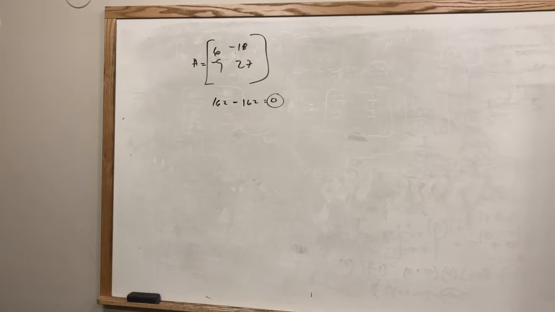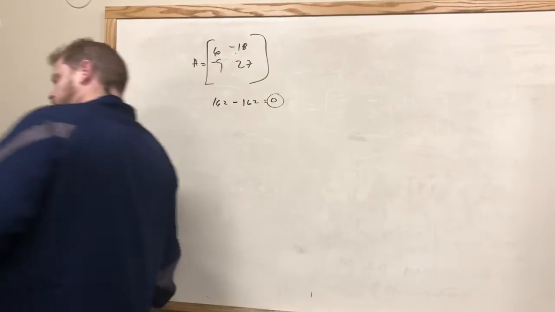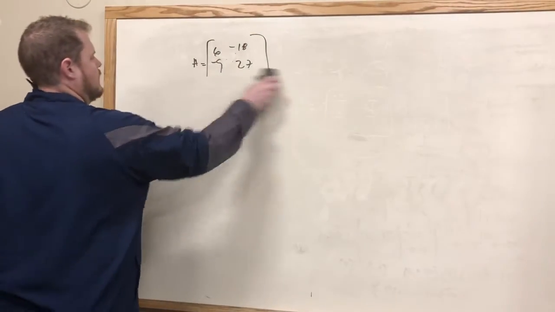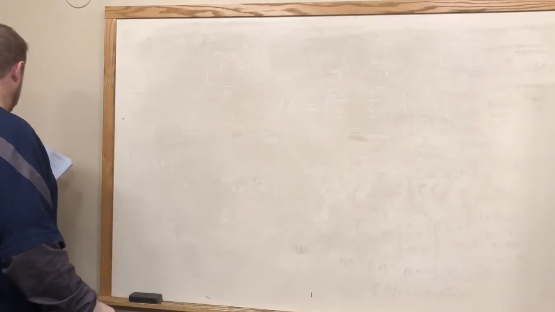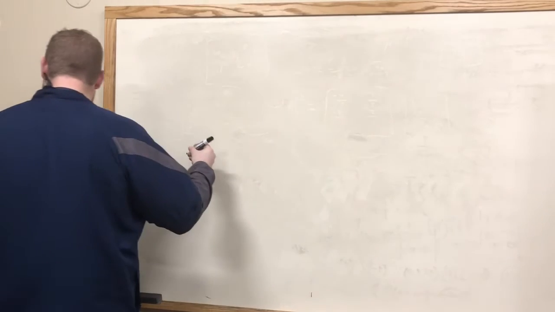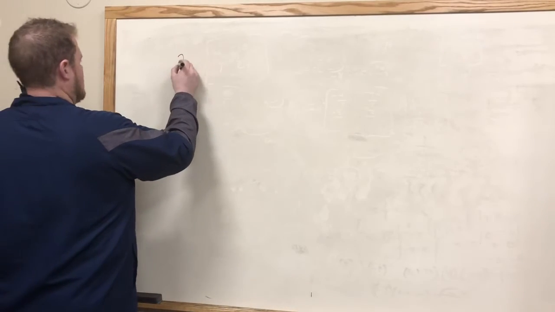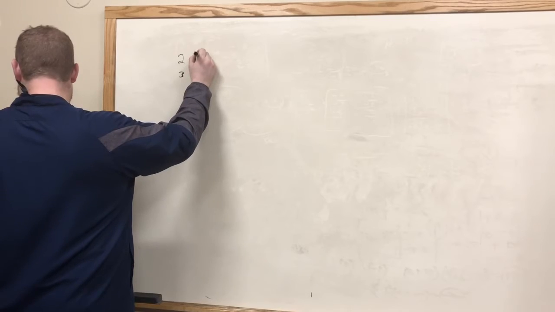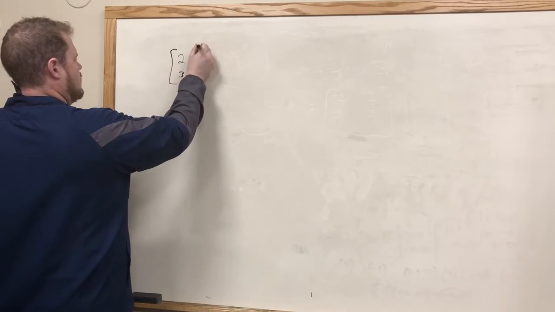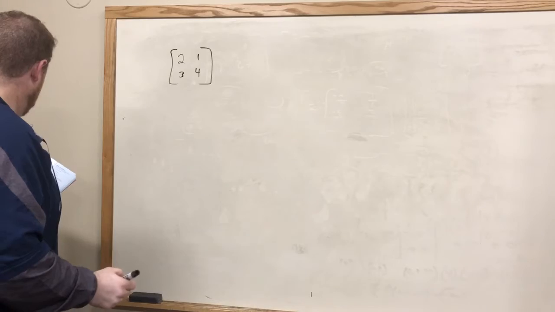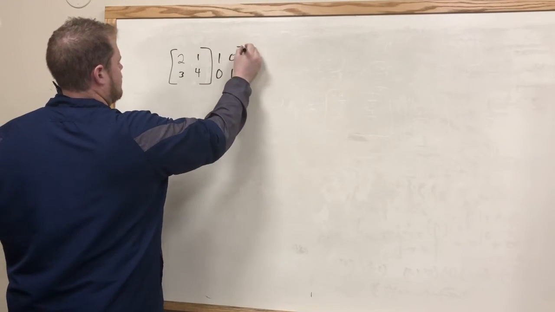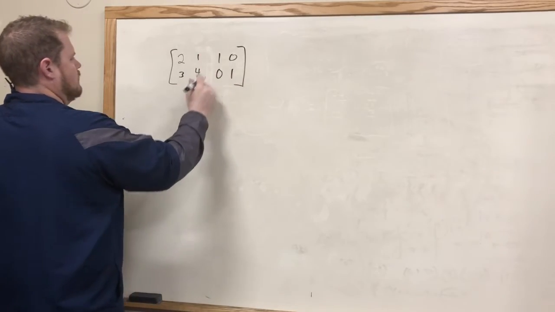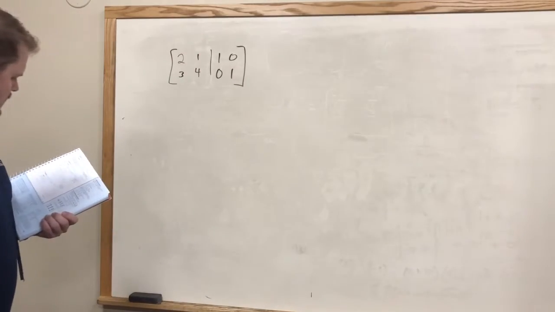Okay, now let's look at example number 3. We want to solve this. Another way to solve this is using the other method that we showed you, and that method is this way. 2 over 3, 1 over 4. And what you need to do is add 1, 0, 0, 1, and we'll just put a line through there. Now what?